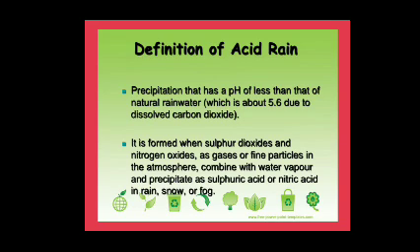Nitrogen oxides like N2O3 plus H2O gives 2HNO2. As gases or fine particles in the atmosphere, they combine with water vapor and precipitate as sulfuric acid or nitric acid in rain, snow, or fog.